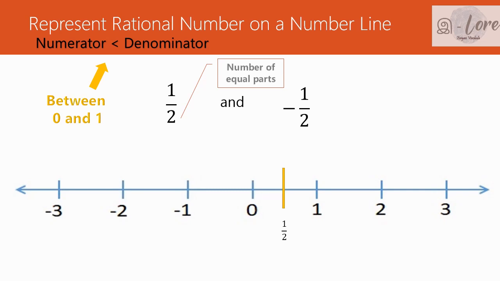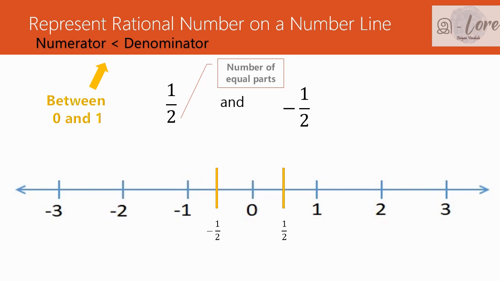Similarly, we have to represent minus 1 by 2. Divide the interval from 0 to minus 1 into 2 parts, and represent minus 1 by 2. So this is the way to represent it on the number line. Minus 1 by 2 is the corresponding negative of 1 by 2, as we know from previous discussions.